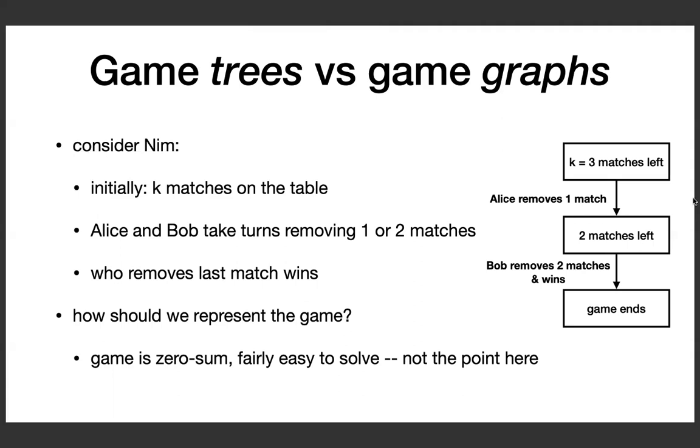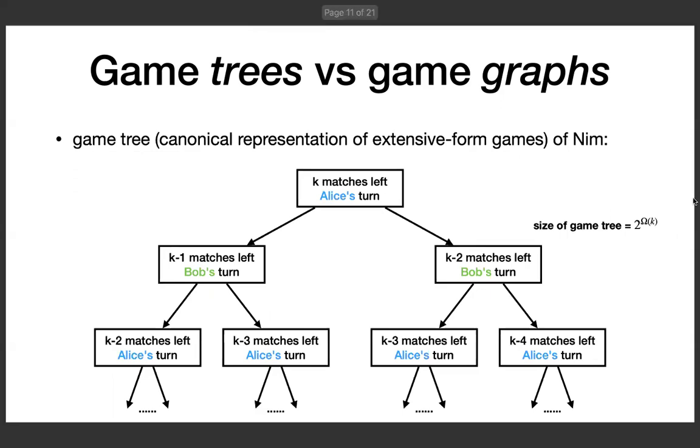Of course, you can see the game is zero-sum, and it's fairly easy to solve, which is not the point here. We care mostly about the representation of the game, which is how we show the difference between game trees and game graphs. So what about game trees? Game trees are the canonical representation of extensive form games, which is the focus of earlier algorithms in dynamic equilibrium computation.